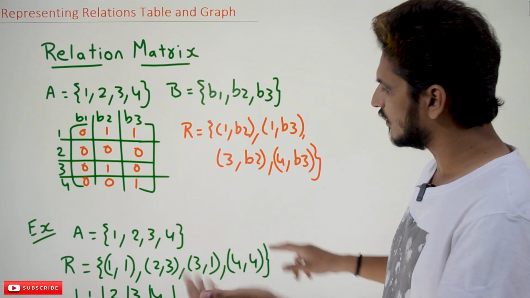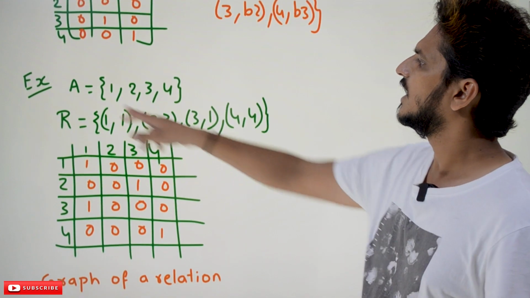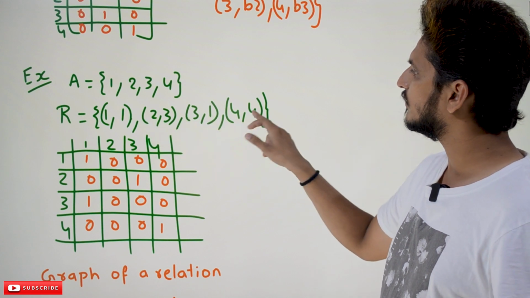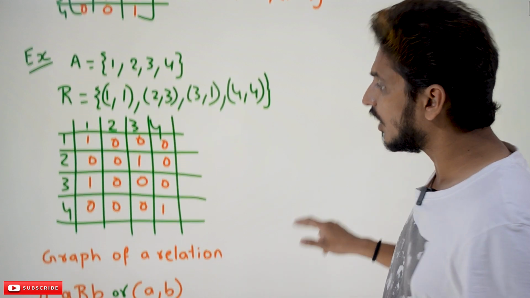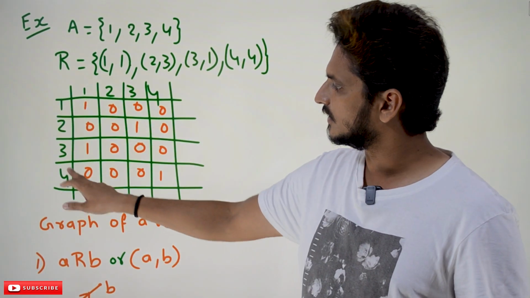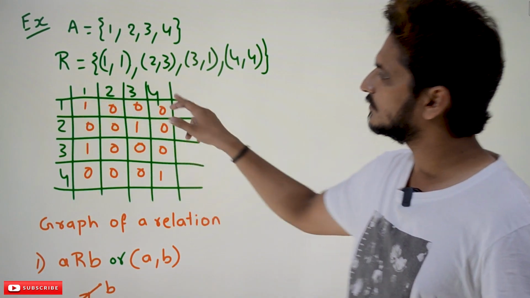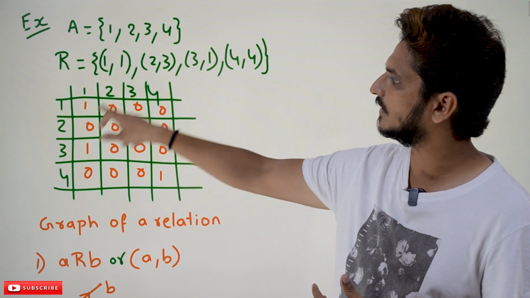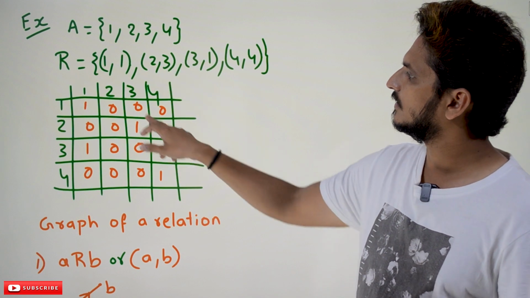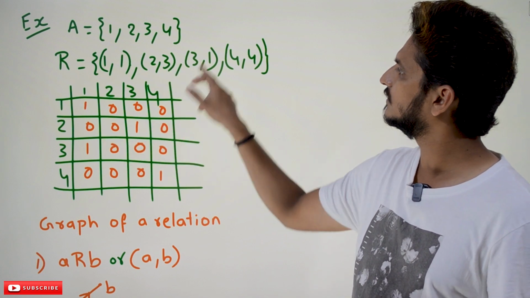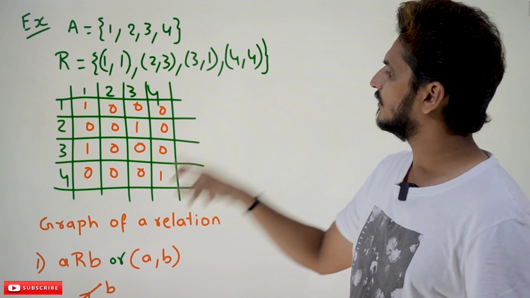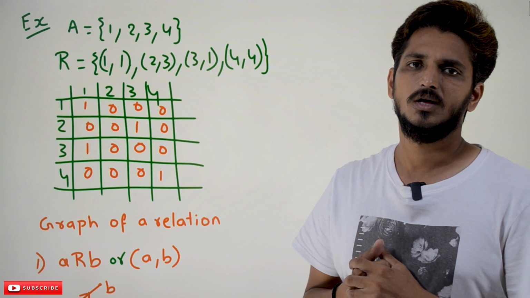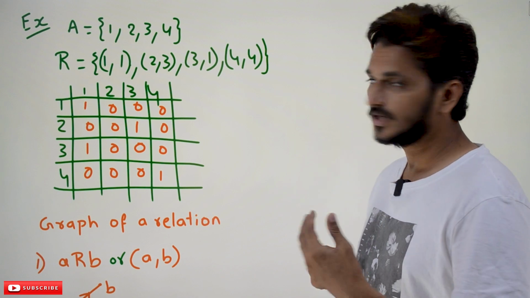Similarly, we take one more example for a single set. A = {1, 2, 3, 4}. Relation R contains (1, 1), (2, 3), (3, 1), (4, 4). So how are we going to write this? On the row side we write 1, 2, 3, 4. On the column side we write 1, 2, 3, 4. Wherever there is a relation we place 1: at (1, 1), (2, 3), (3, 1), (4, 4). In the remaining places we place 0. So this is the way we represent a relation using matrix form.